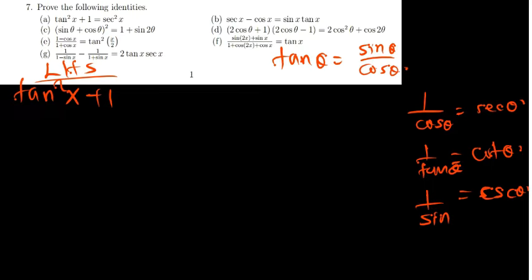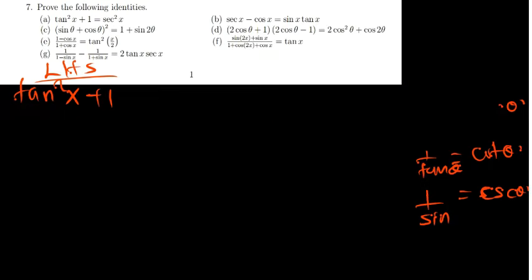Okay? Another thing which you have to know is that sine squared theta plus cos squared theta is equal to 1. So from here I can make sine squared theta a subject of formula, or cos squared theta as a subject of formula. I'll come up with some other identities. Okay? What else do we know?